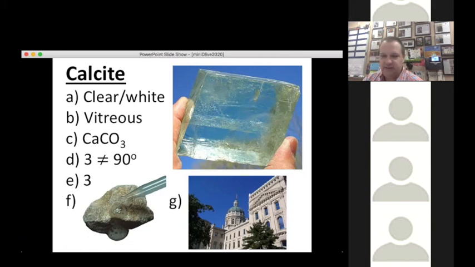Letter G, what do we use it for? Calcite is in a rock called limestone, and that's the rock that we get out of southern Indiana. It's very famous. It's used to make lots of buildings all over the world, not just in Indiana. But here we see the state Capitol building downtown. Some of you have probably been down there to see this. And that is made of Indiana limestone. So calcite is used in buildings.